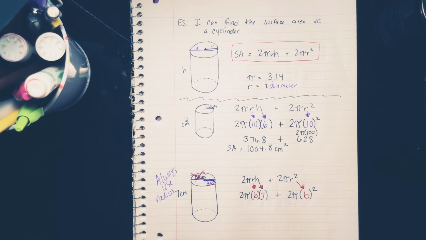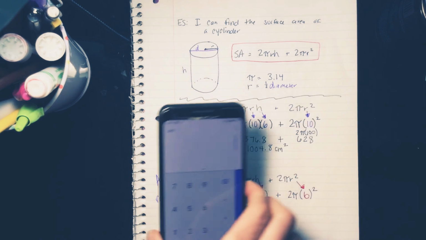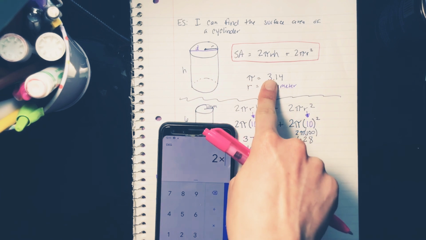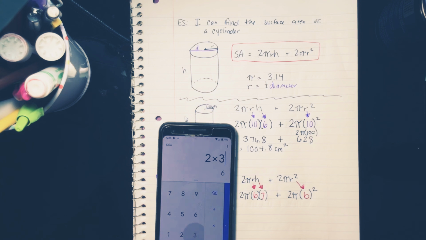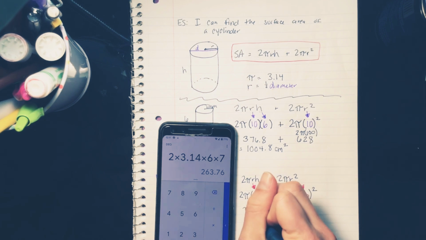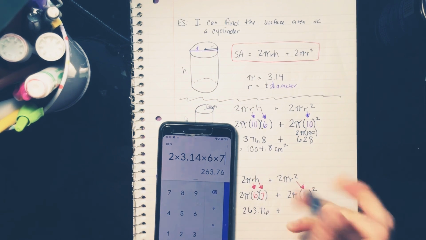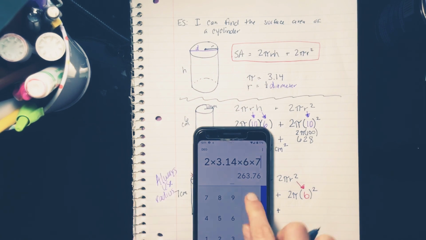Now we go back to our handy-dandy calculator. If you want to do it by hand, by all means, go for it. 2 times pi. Remember, pi is 3.14. So 2 times 3.14 times 6 times 7. And that is going to be 263.76.